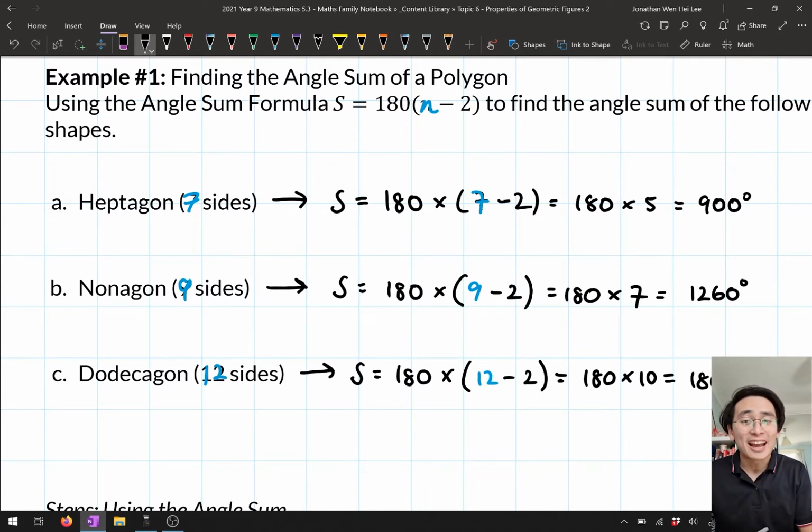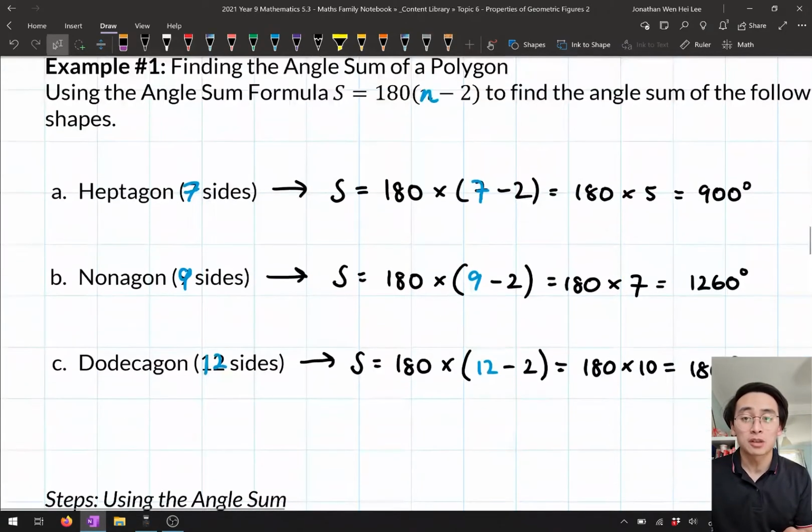So that's how we can find the angle sum of any polygon, any multi-sided shape. All we need to do is figure out how many sides our shape has, subtract 2, and then multiply that number by 180. And that's what we did here to find the angle sum. Now we're going to use this a little bit later on in this lesson, but what we're going to focus on now is using angle sums to find missing angles.